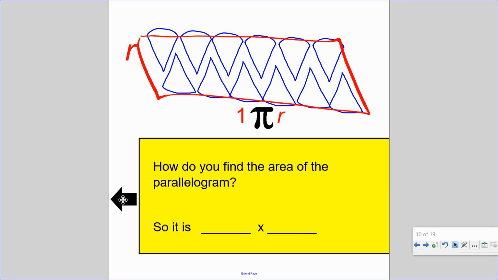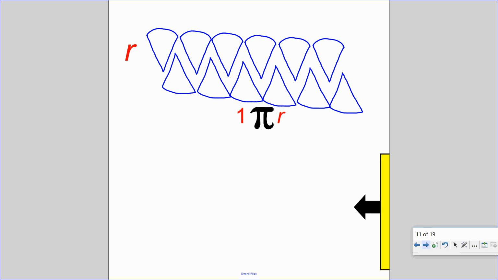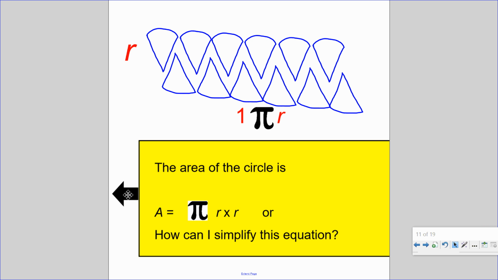How do you find the area of the parallelogram? You multiply the base and the height, but the base is represented by 1 pi r. The height is radius. So the area of the circle is 1 pi r, or pi r, times r.